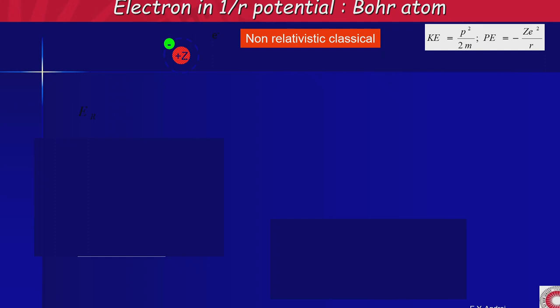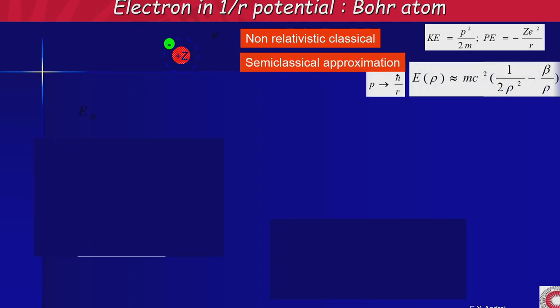Now let's go to not quite quantum mechanics. I'm going to go to the semi-classical approximation. And when you do a semi-classical approximation, the trick is to replace P by h bar over r, and there you are. So I'm replacing the momentum by h bar over r. And now this doesn't look anything like what I showed you, because I'm using dimensionless units. I'm going to show you in a moment what they are. So basically, now the energy is mc squared. I like that because that's easy to remember. Times a rho, which is a length.